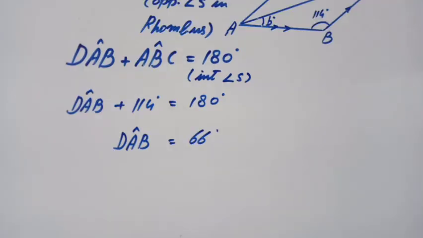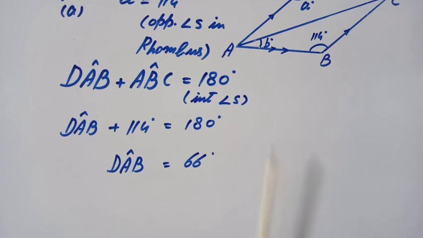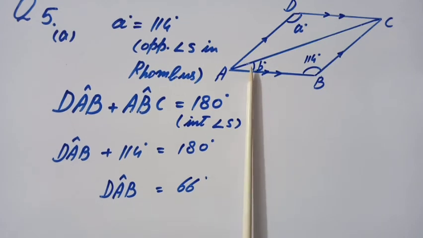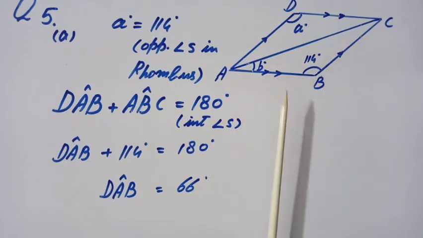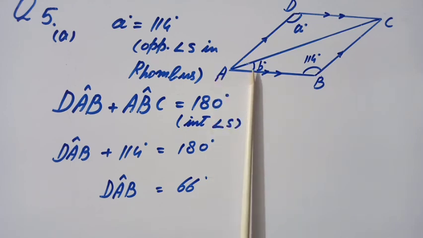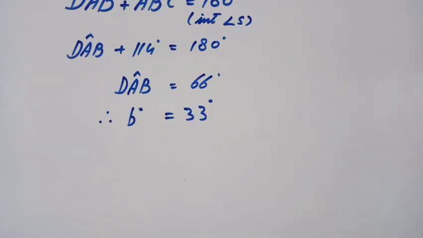This way DAB is equal to 66 degree and the angle B is half of this one. Why? Because over here it is evident in the figure that this diagonal AC is bisecting the angle at the point A, and B is half of this angle. Whole this angle is of 66 degree, so B would be half of it, means 33 degree. Hence B we have found equal to 33 degree.